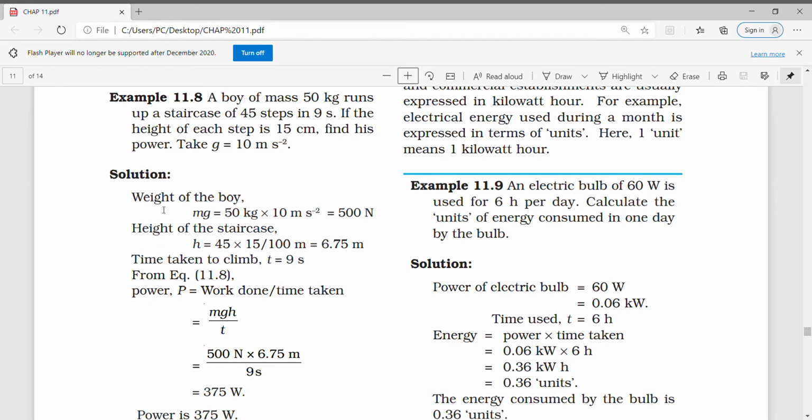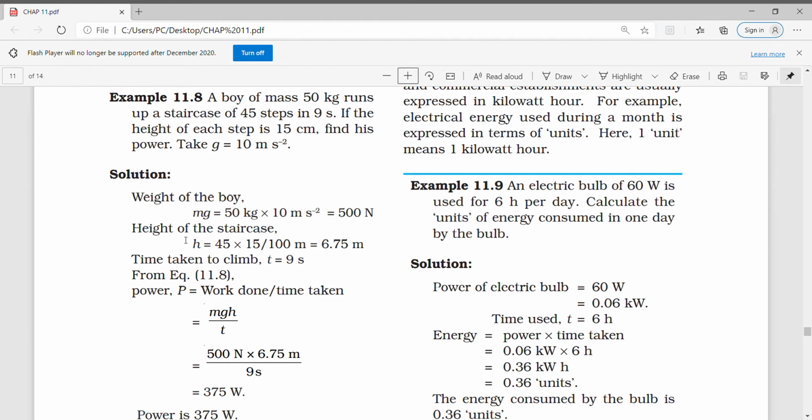Weight of the boy, mg, will be equal to mass into acceleration due to gravity, and mass is 50 kilogram and acceleration due to gravity is 10 meter per second square. So multiply 50 with 10, you get 500 newtons.